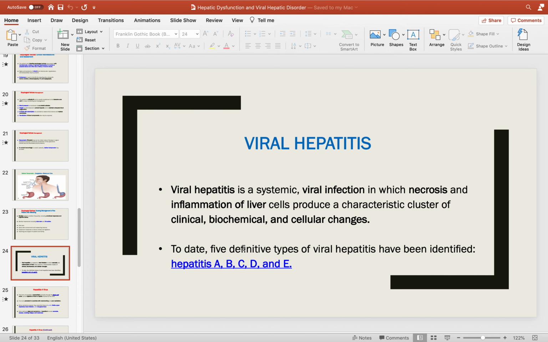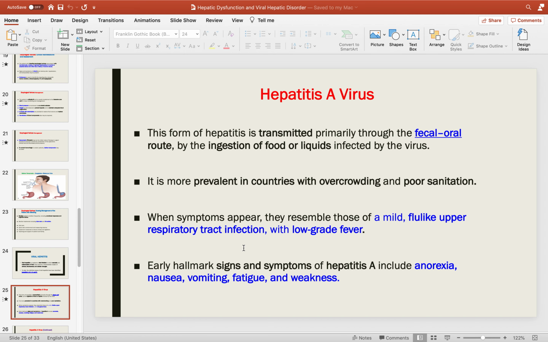So today there are 5 types of viral hepatitis: hepatitis A, hepatitis B, hepatitis C, hepatitis D, and hepatitis E. It's very important by the end of this lecture to know that hepatitis A and E are transmitted through the fecal-oral route. However, hepatitis B, C, and D are transmitted through blood and sexual contact. I will explain each type of hepatitis here. So I will start with hepatitis A.